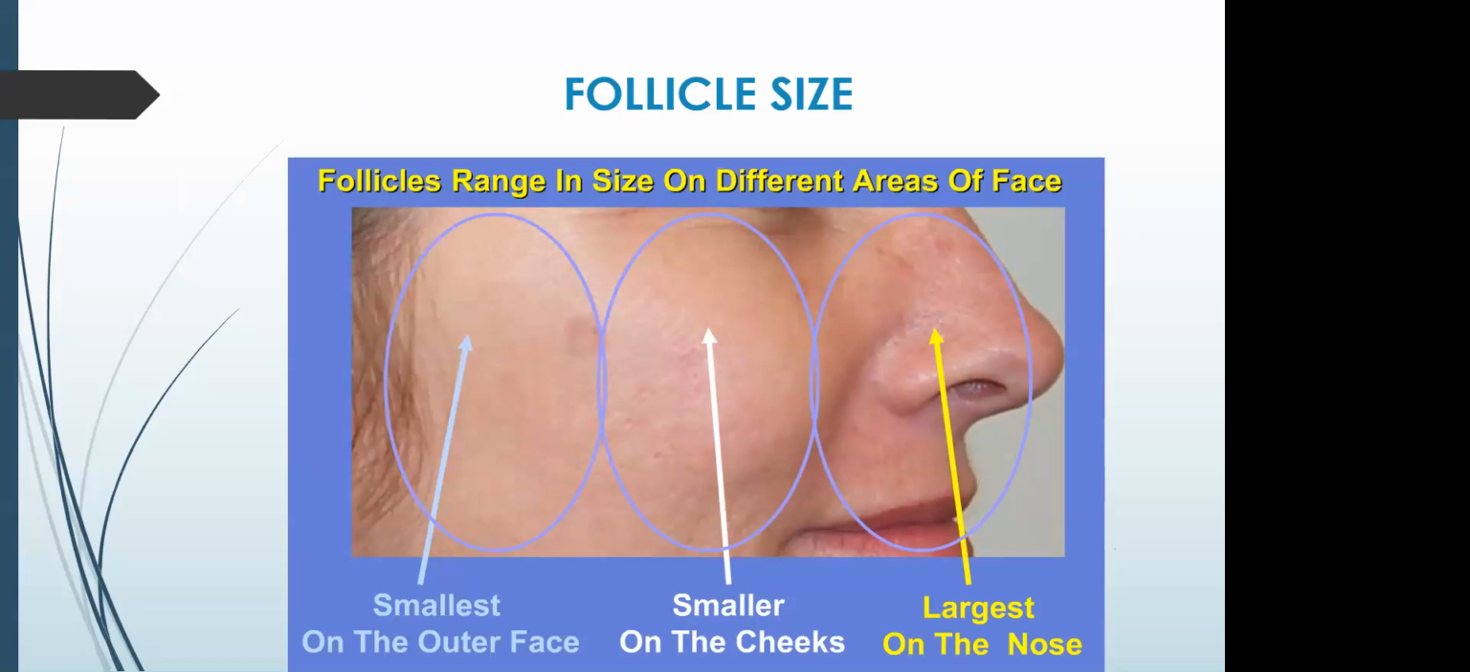So your first visual analysis is for your follicle size. Here we can see a range of follicle sizes. Generally, the pore size varies on different areas of the face, generally being larger in the nose area and then becoming smaller towards the outer face.